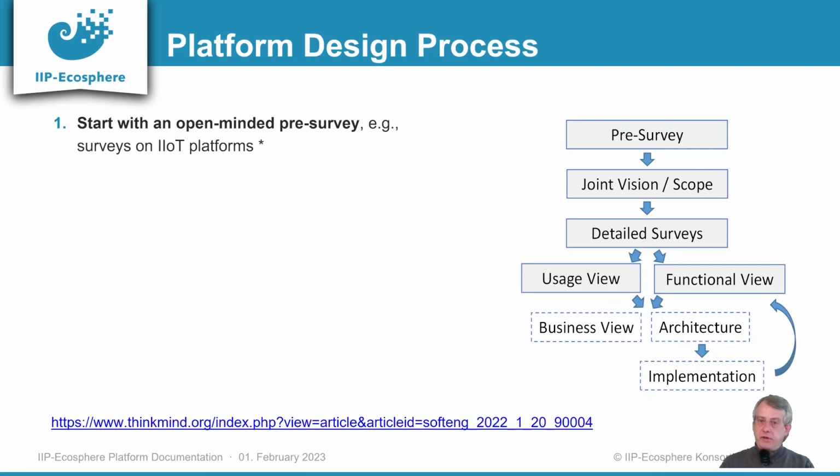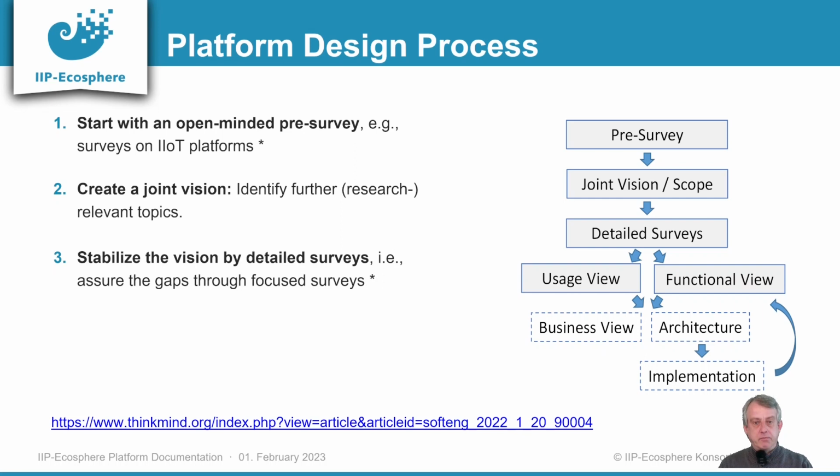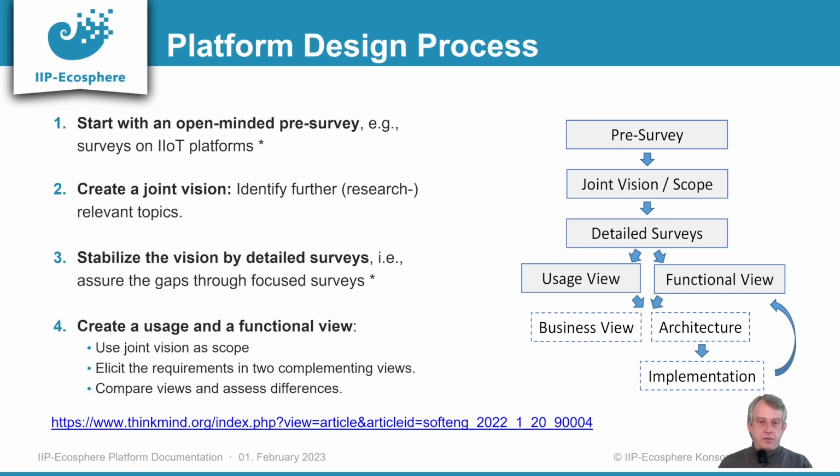The overall process of gathering the information for the creation of usage and functional view is shown here. So starting with an open-minded survey of existing IIoT platforms, we conducted workshops to create a joint vision of the platform. Then we informed and interviewed AI developers and partners from the industrial production area to identify further areas the IIP-Ecosphere platform needed to address.